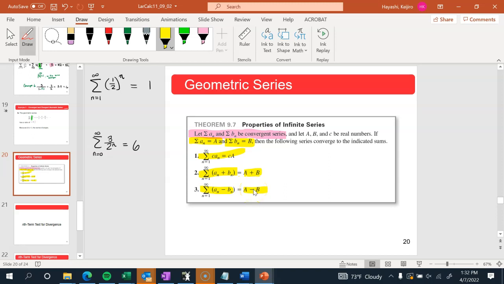And this is all if they're convergent. They both have to be convergent, because if either one of the series is divergent, they more or less act like infinity or something, and that messes the whole thing up. But as long as they're both convergent, they behave just the same way as the numbers that they really equal.